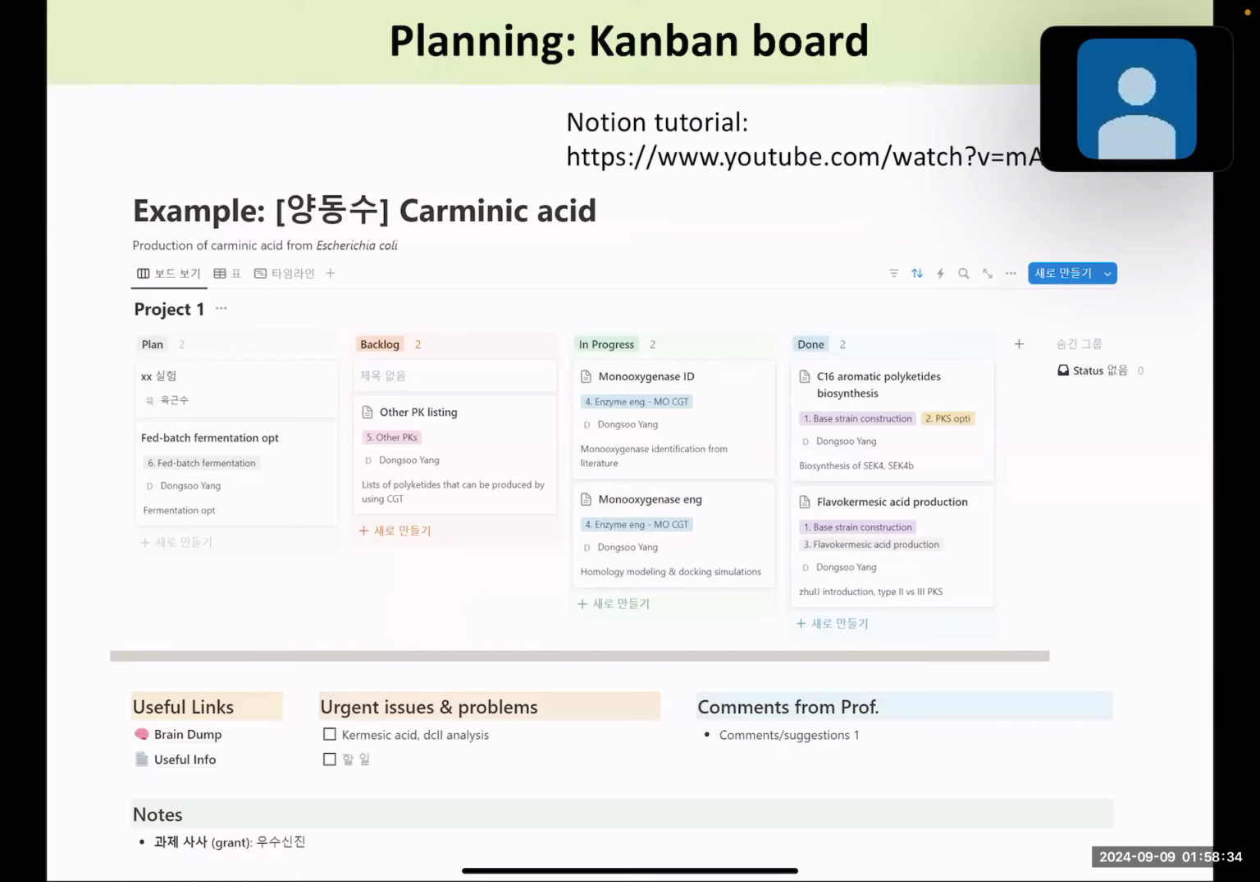So in Kanban board, you can divide your tasks. You can divide your experiments into plan, backlog, in progress, and done. So this is actually done in Notion. So if you want to use Notion, then you can go into the tutorial and then you can learn yourself.